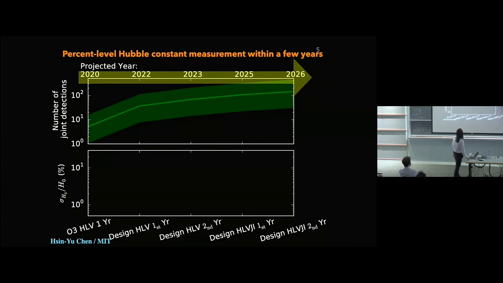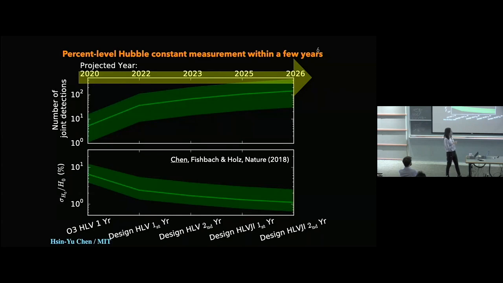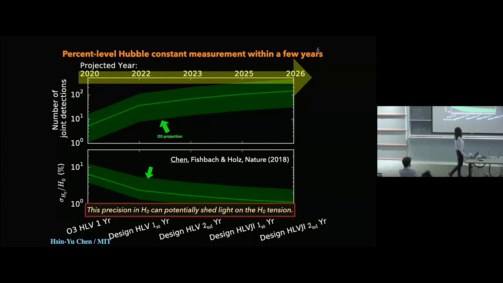And let's say now you combine these joint detections, then the bottom shows how well you can constrain the H-naught measurement from them. And actually at the end of the LIGO-Virgo third observing run, so-called O3, it seems that the astrophysical rate of binary neutron star mergers tends to lie at the more pessimistic end. But even so, we are still expecting a few percent level Hubble constant measurement within the next few years, which is a very interesting precision because it can possibly tell us something about this tension in the Hubble constant.